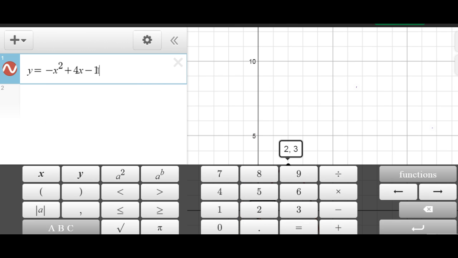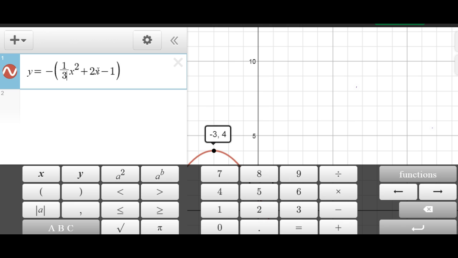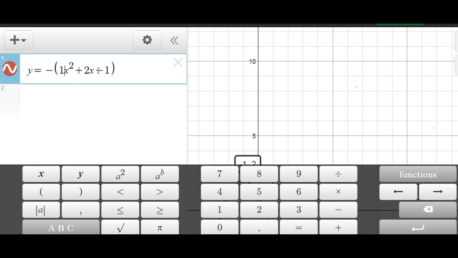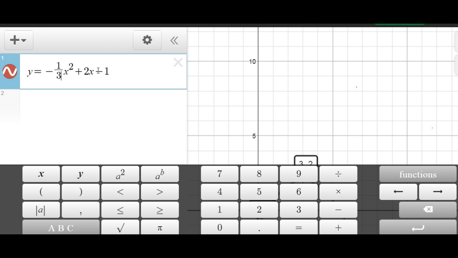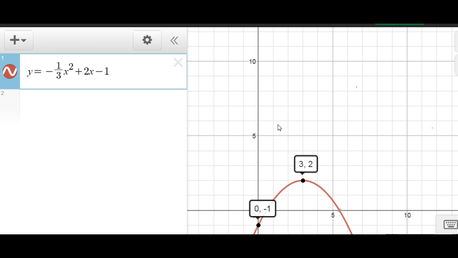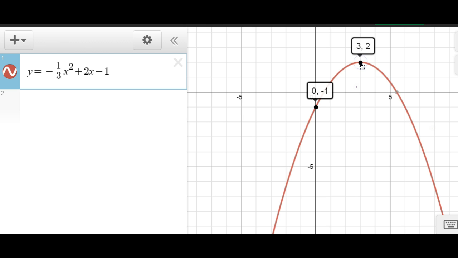Okay, negative 1/3 x squared. So I want a minus 1. I want a 2x. And I want a negative, so I need a 1/3. Well, that's not going to do it. And here we go. So (3, 2), (0, -1), (6, -1).